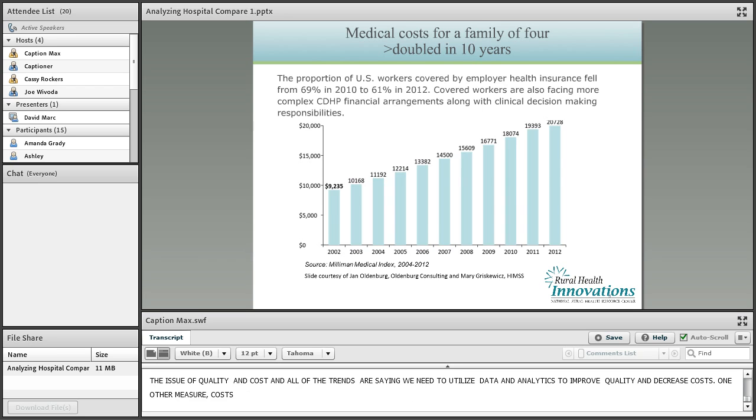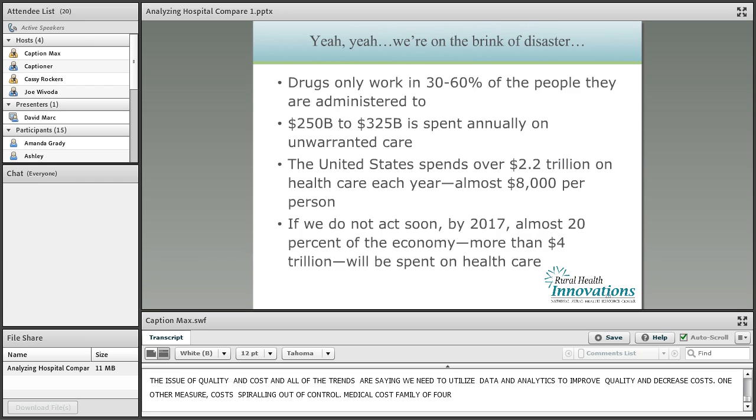So this is just one example of the issue of quality and cost, and all of the trends are saying we need to utilize data, we need to utilize analytics to try and figure out how to improve quality and decrease costs. One other measure of this is you can just see that costs are spiraling out of control, that the medical costs for a family of 4 in this country have more than doubled in 10 years.